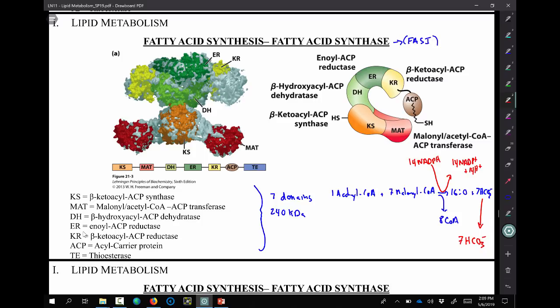Now, if we look at these 7 domains, I'm going to highlight some of the ones that we're going to talk about. We're going to talk about this synthase, which catalyzes a condensation reaction. We're going to talk about this dehydratase, which catalyzes, as the name might suggest, the removal of water. I have to be careful. And then these two reductases, which catalyze reduction reactions.